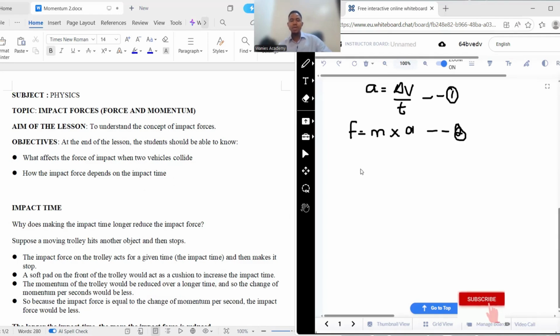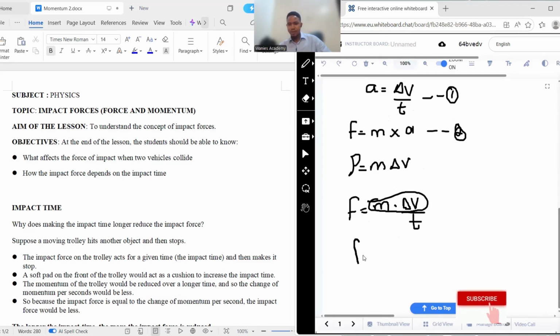And precisely, momentum is the product of mass and velocity. You can say change in velocity. So from there, F equals M, change in V. Let's substitute equation 1 into equation 2. That's F equals M change in V over T. And everything here looks like momentum.